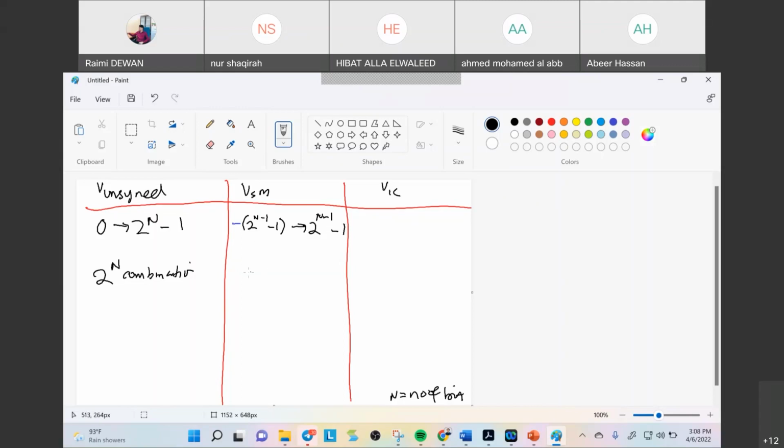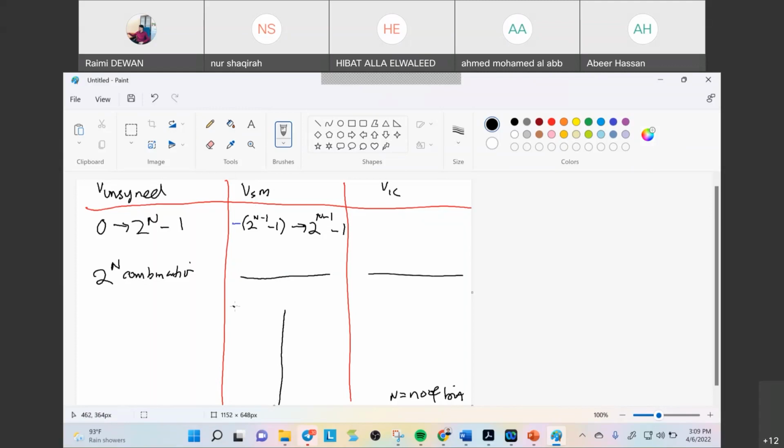So you can count yourself how many possible combinations there are. Depends on the bits. And this one I also leave to you. If you want to see the sign magnitude, I make another small table inside here.